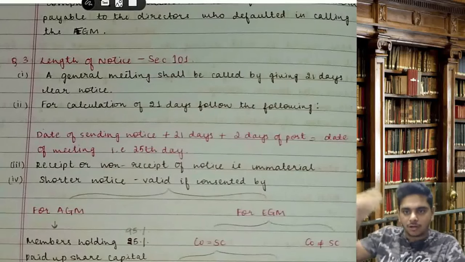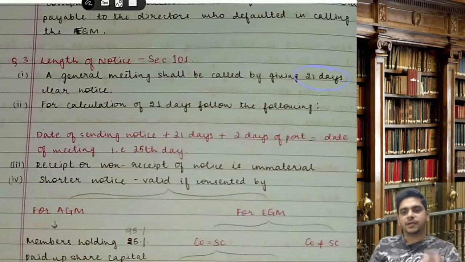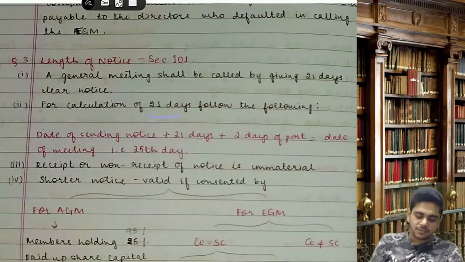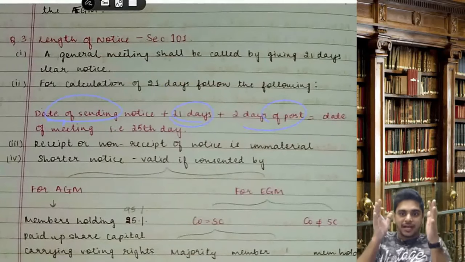Now, length of notice. How long? Sir, a general meeting shall be called by giving 21 days clear notice. For calculation of 21 days, follow the following. Date of sending notice, 1 day. Plus 21 days, 22 days. Plus 2 days of post, 24 days. So, 24 days a gap should be ideally there.